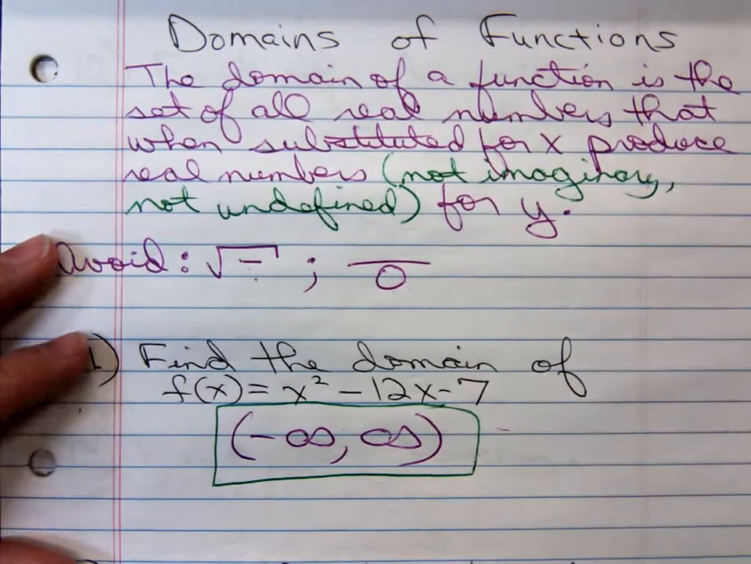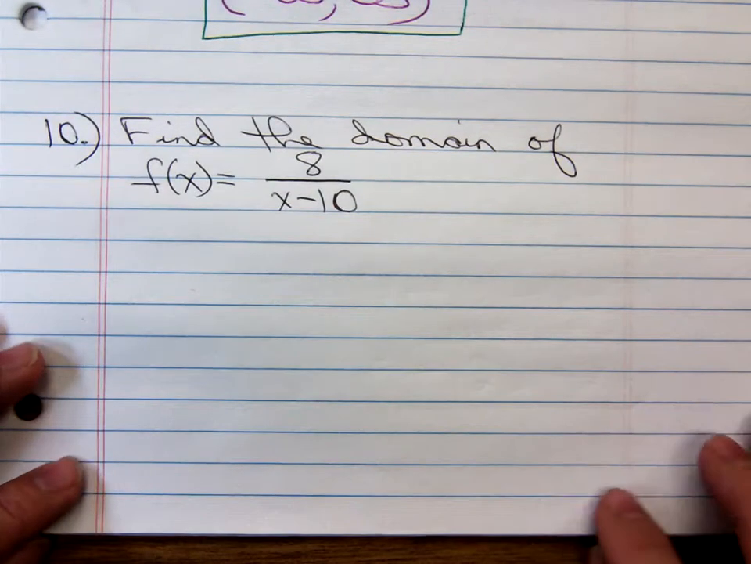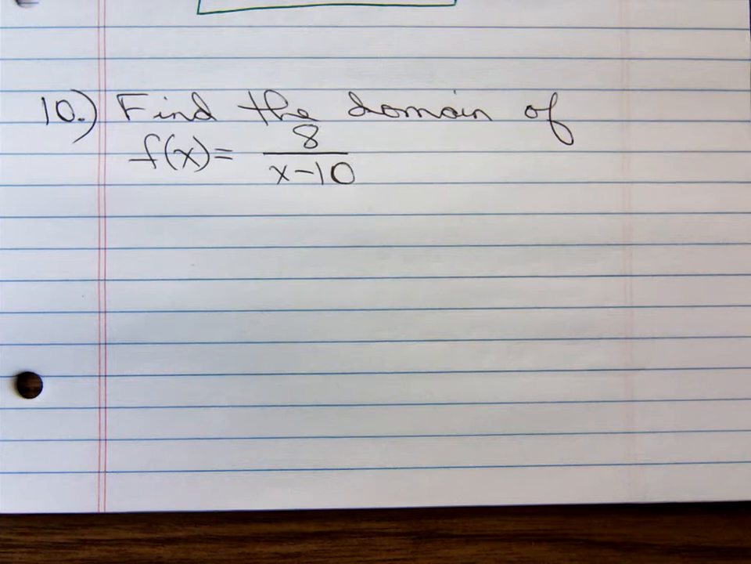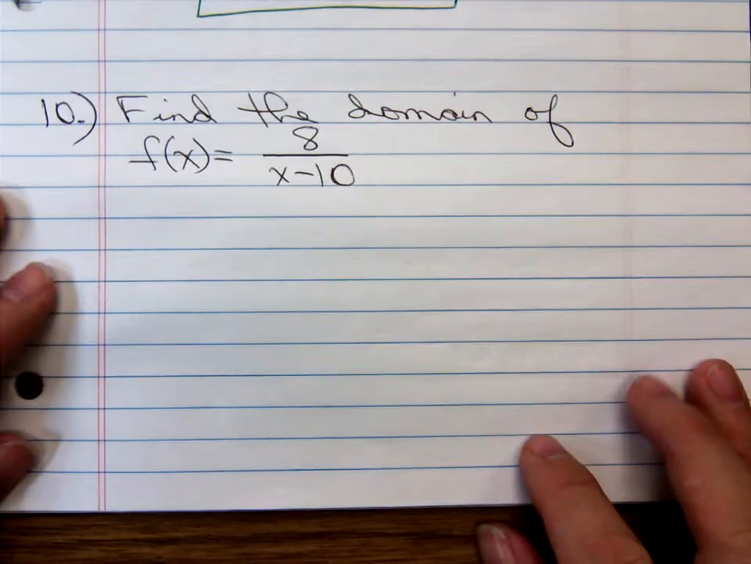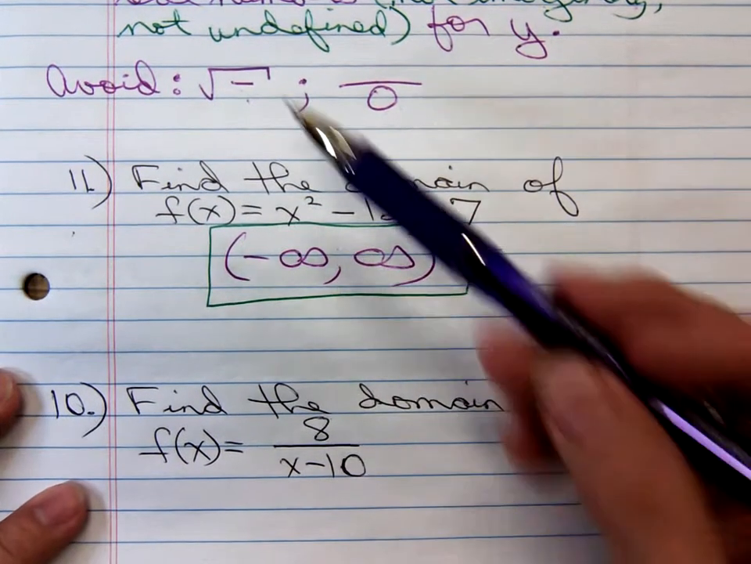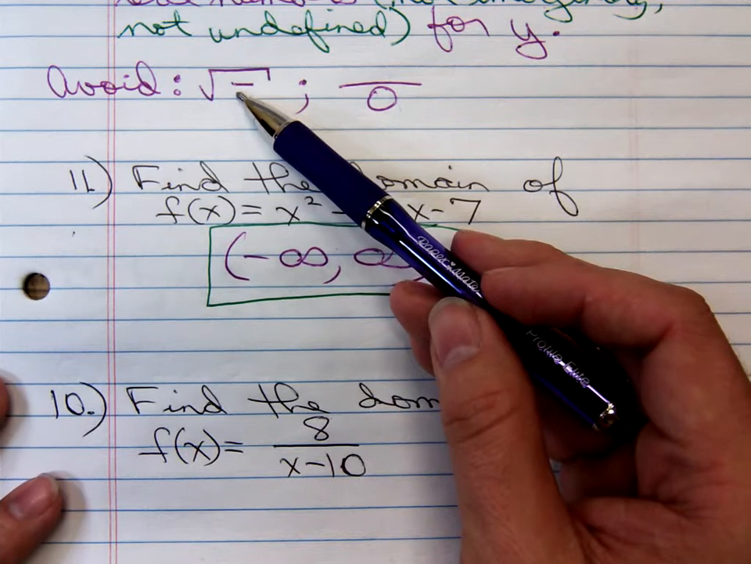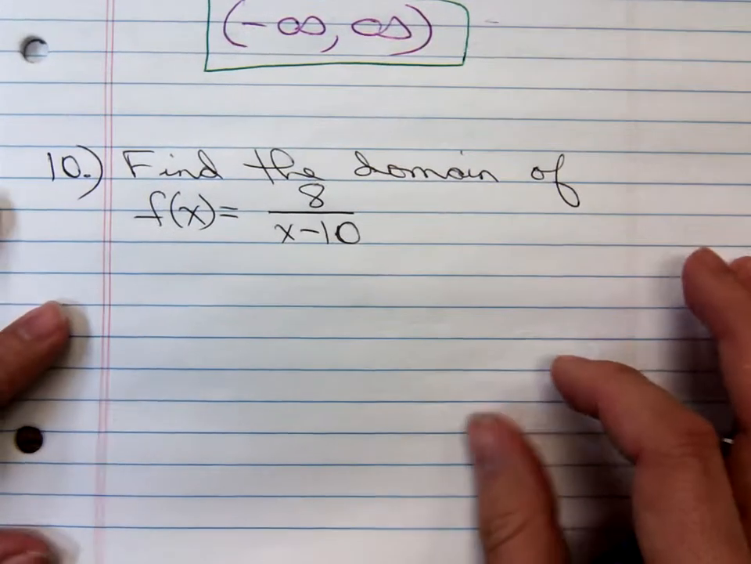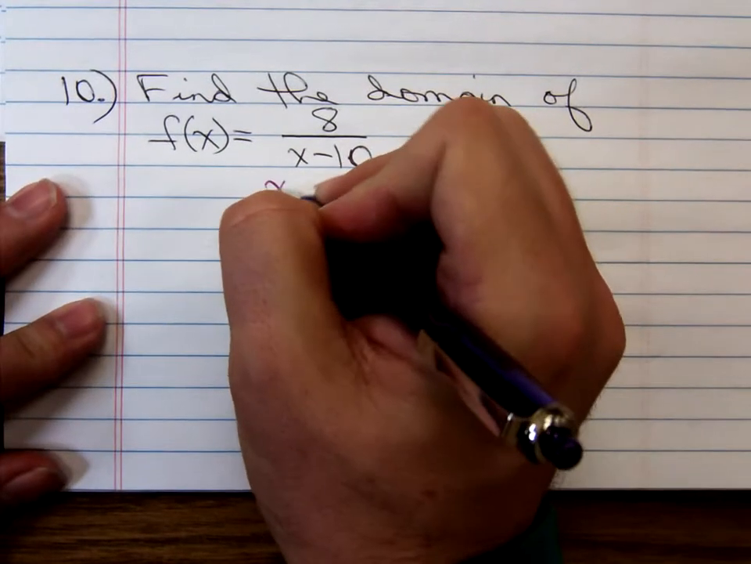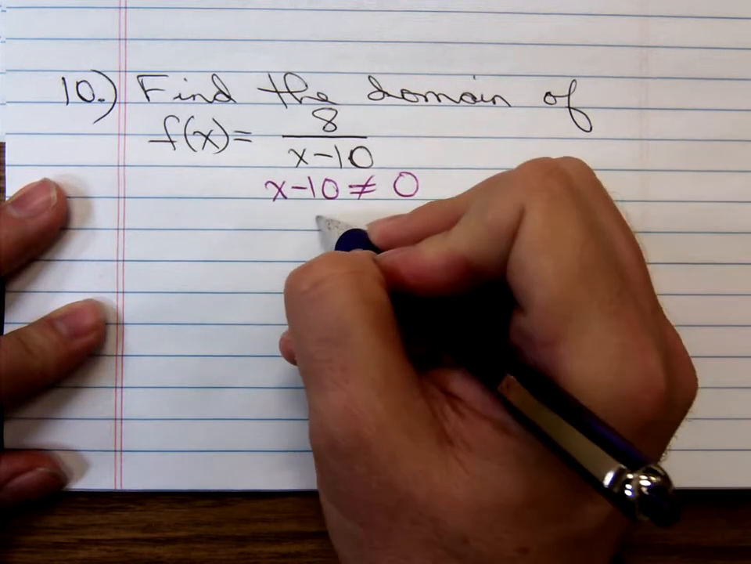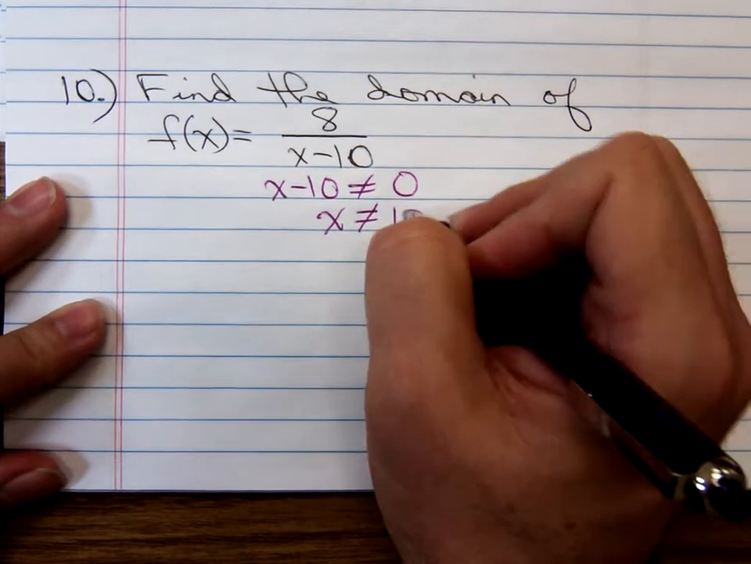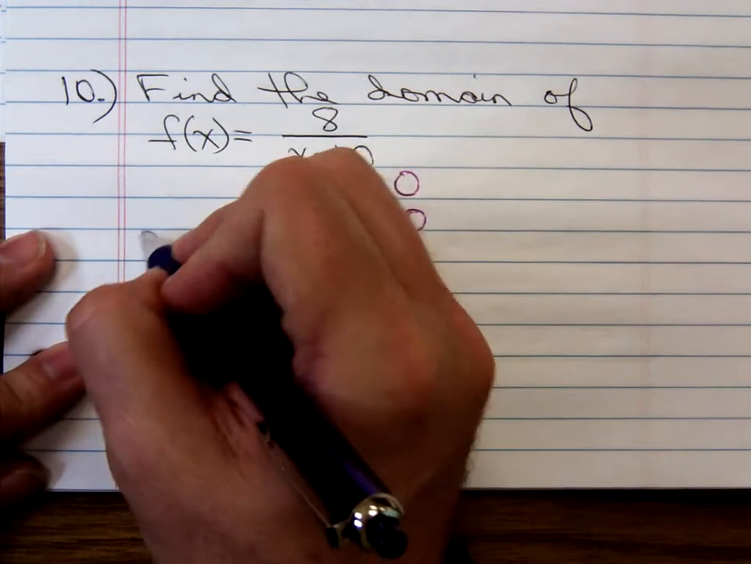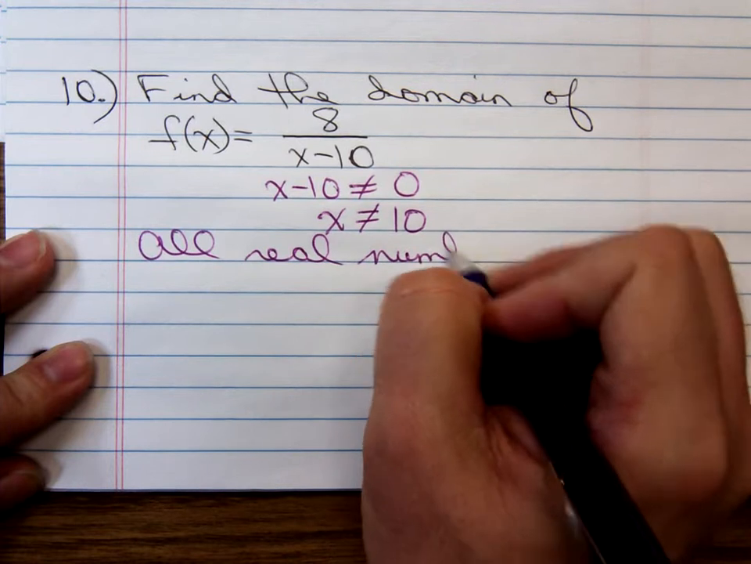Now number 10. I tell you right now, this domain is not going to be negative infinity to infinity. There are two things that we have to avoid. Square roots of negatives, denominators of zero. So, looking back at this, will this function ever produce a square root of a negative? No, because there's no square root. Will we get a denominator of zero? Yes. Remember how we would find those denominator cut points in earlier lessons? I'd say the denominator, we don't want that to be zero, so that means x cannot equal what? 10. So that's saying x can be anything except for 10. The domain is all real numbers except for 10. You can plug in any number you want to. All real numbers except 10.